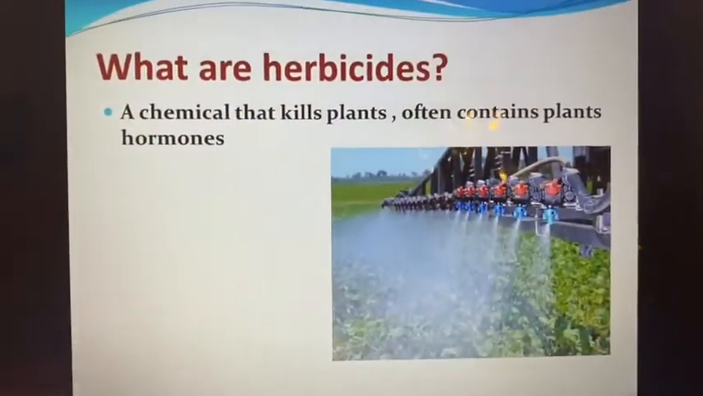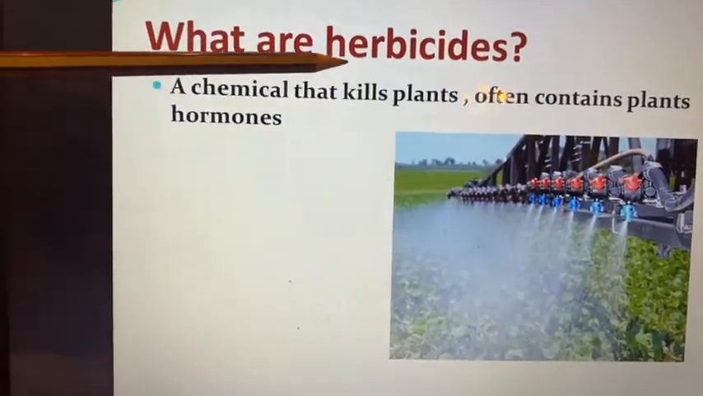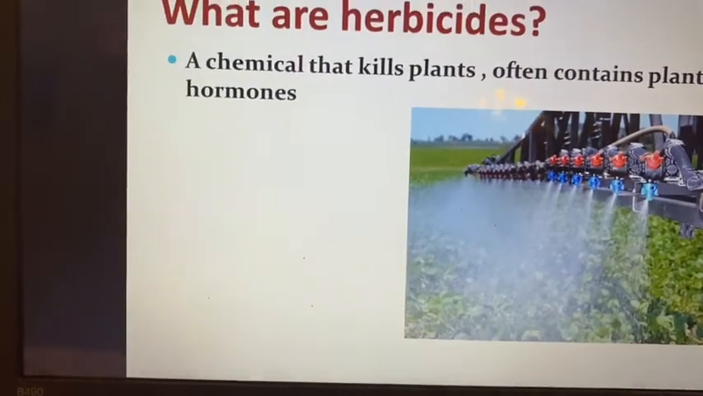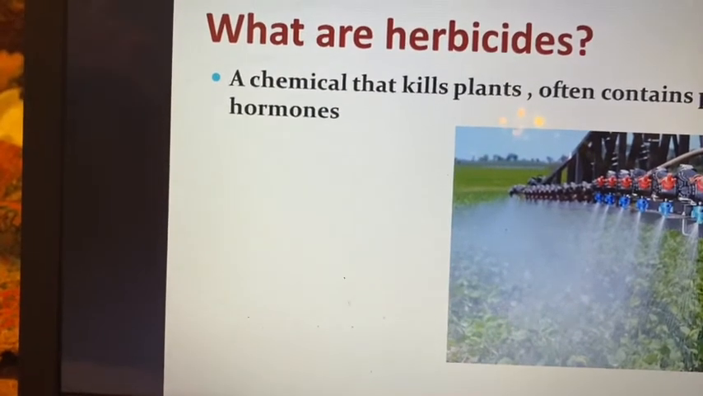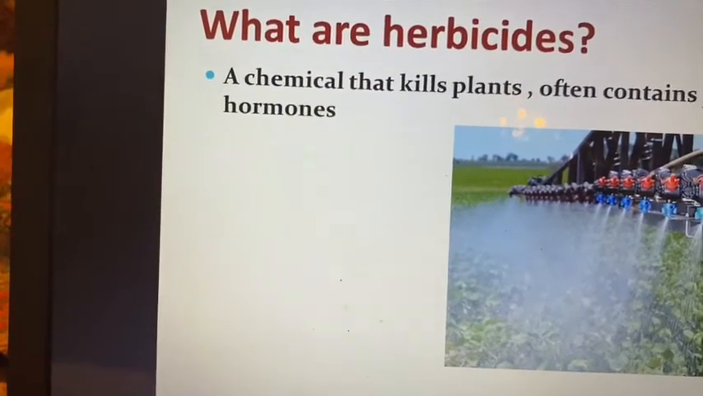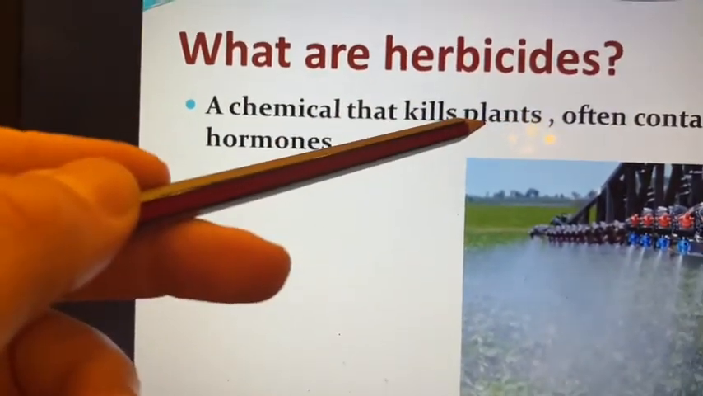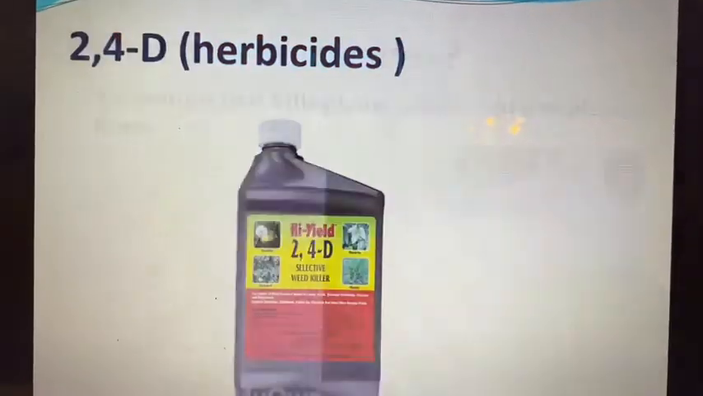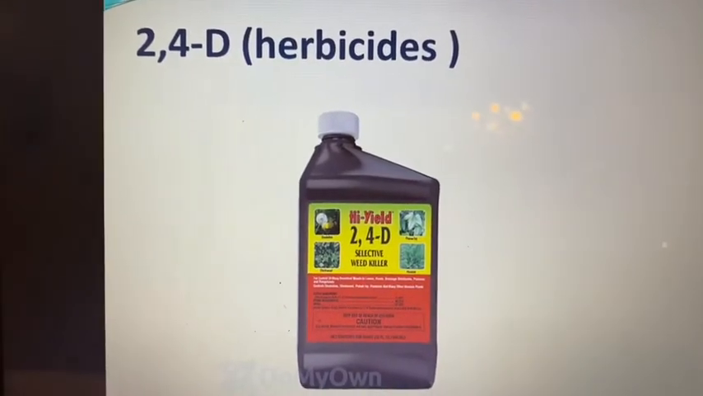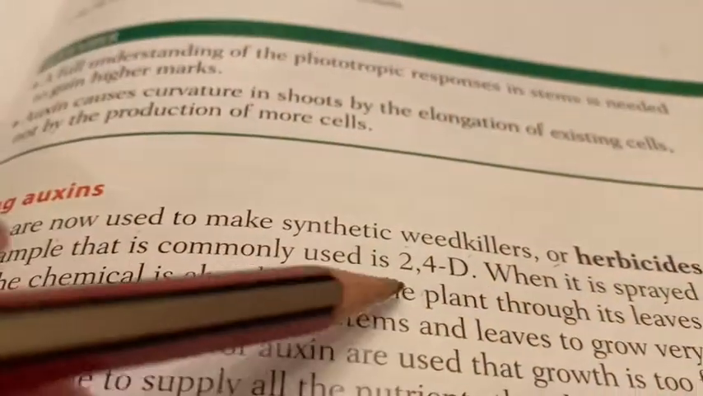Now at last we will talk about the uses of auxins. Auxins are used to make herbicides. I'm sure you have heard about pesticides, chemicals to kill germs that kill the plants, while herbicides are chemicals that kill plants and often contain the plant's hormones. How are they useful? Now, the 2,4-D herbicide is one of the most well-known herbicides. This is written in your book.